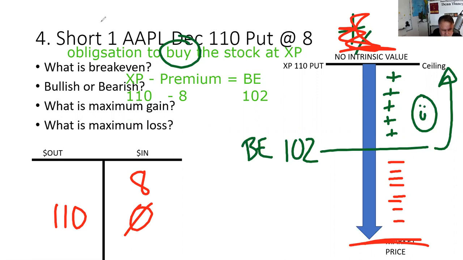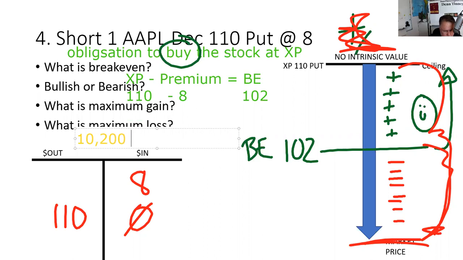And he said, but you get to keep the 8. So my maximum loss, let's put that in here, is, again, you can think of this as strike price less premium all the way to 0, or break even to 0, or however you want to think of it. But in terms of what's going on here, the max loss is $10,200. That's an awful color. Let me get a different color.